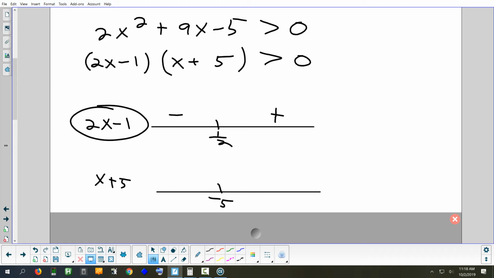Okay, plug in a number smaller than -5. What kind of answer? Negative. Pick a number bigger than -5, like 2. Plug it in here. What do you get? Positive. Okay. So now we've made our sign charts for the individual factors.